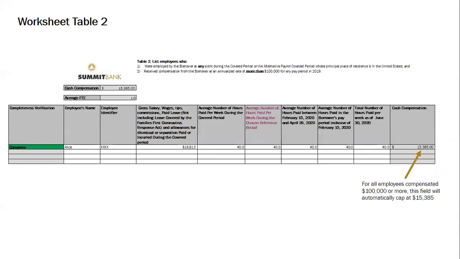So we get all of that put in, and then we move on to worksheet table 2, where we put in Alice. Remember, she was compensated $120,000 prior to the covered period. So we put in what we compensated her during the covered period, which is $16,813. If you move to the last column on the sheet, cash compensation, you see that it is capped at $15,385. And that's because the PPP specifically caps its amounts at $100,000 or $15,385 for the 8-week covered period.